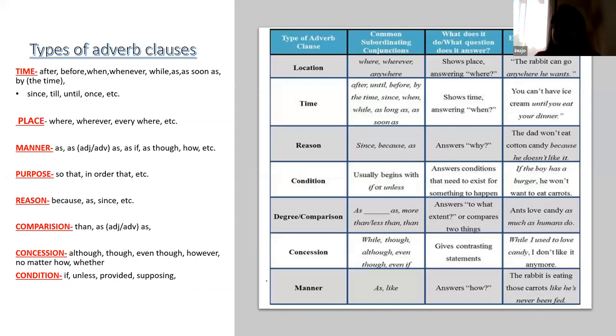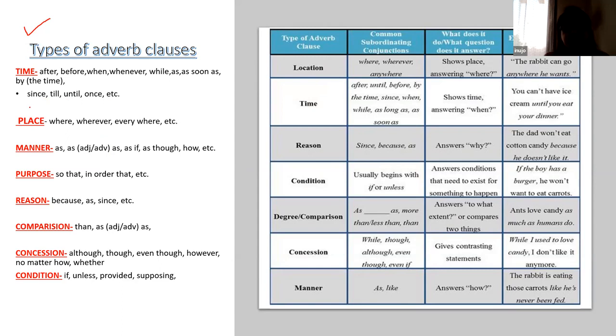Now, let us see the types of adverb clauses. In types of adverb clauses, this is what is given in your grade 10 grammar textbook, children. The different types of adverb clauses are time, adverb clause of time. So how do you start in general? Okay. So in general, every adverb clause of time will have these conjunctions: after, before, when, whenever, while, as soon as, by, since, till, until, once.